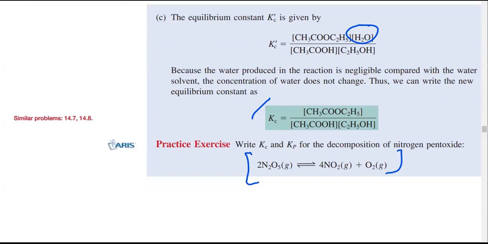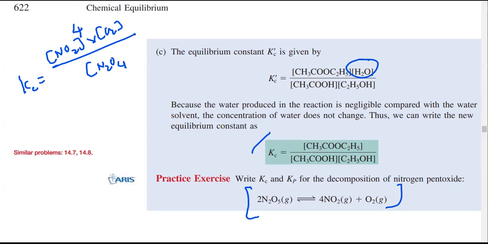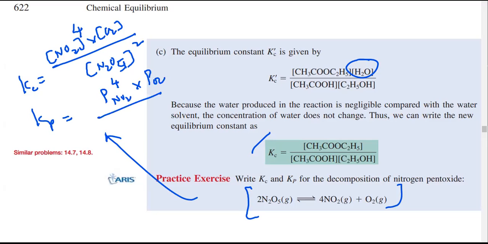The same thing we can write for Kc and Kp for the decomposition of nitrogen pentoxide. If you write Kc, it is the concentration of NO2 to the power 4 times the concentration of O2 divided by the concentration of N2O5 to the power 2. Whereas Kp for this equation can be written as the partial pressure of NO2 to the power 4 times the partial pressure of O2 divided by the partial pressure of nitrogen pentoxide to the power 2.